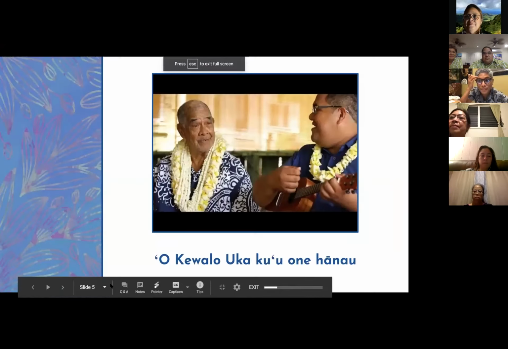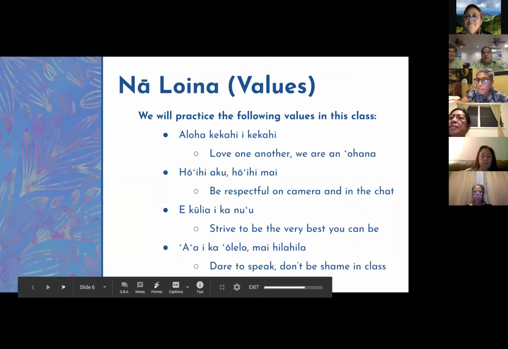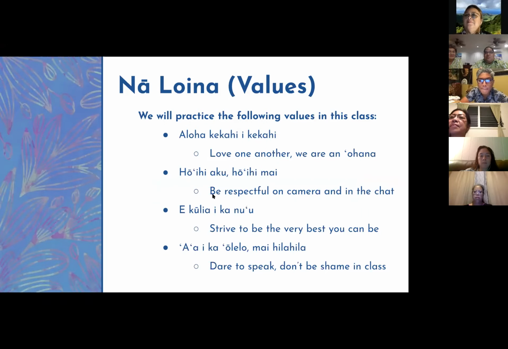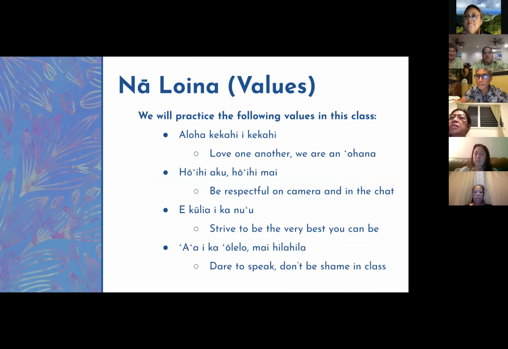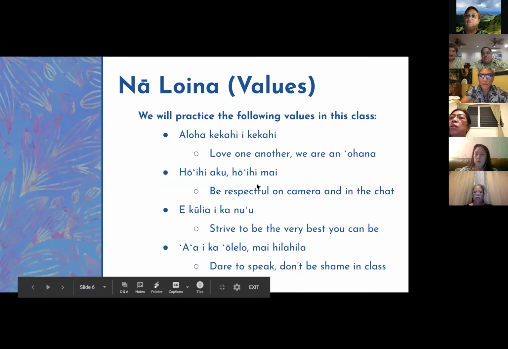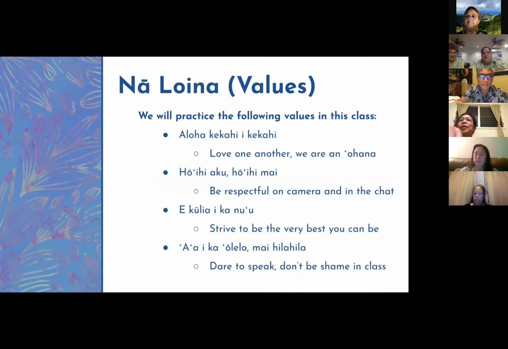Okay, moving on. All right, so just going over our loina again, what we'll practice in class. ʻŌpaʻa, aloha kekahi i kekahi. You guys can repeat too at home. Aloha kekahi i kekahi, meaning to love one another. Our next one, hoʻihi aku, hoʻihi mai, meaning to be respectful, not only on the camera, but in the chat as well.